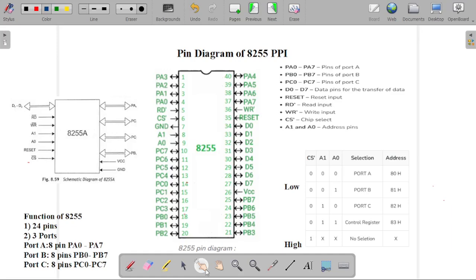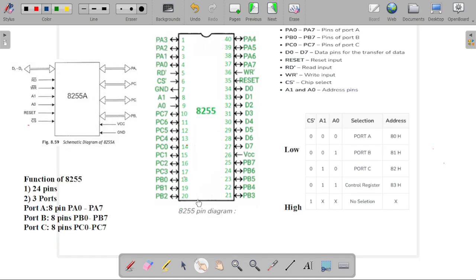So in this video, we have to learn the pin diagram of our 8255 PPI. Before starting the descriptions, I will give you the techniques of how to draw this pin diagram. Whenever a diagram comes, the one question that comes to our mind is how we can draw this diagram in our exam in a simple manner.